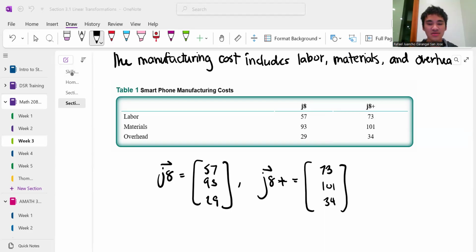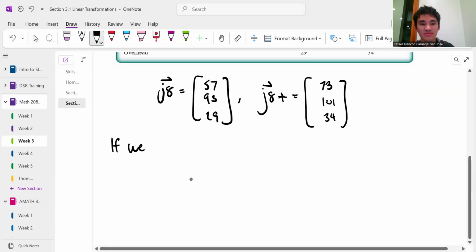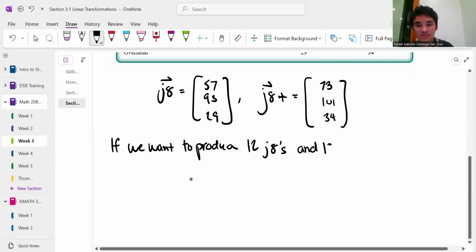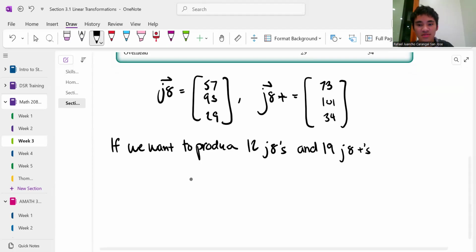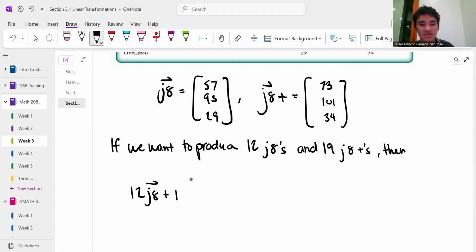Now, to determine costs for different manufacturing levels, we just compute linear combinations of these vectors. So say, for instance, we want to produce 12 J8s and 19 J8 Pluses, then we just do a linear combination of these two vectors. Pretty self-explanatory.